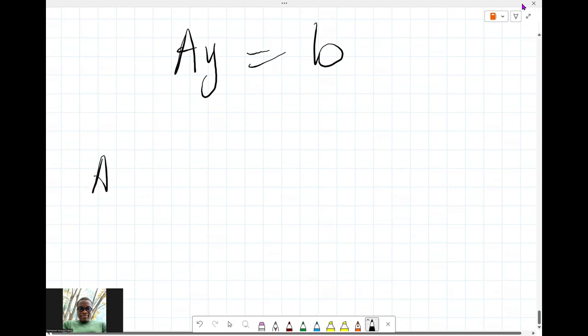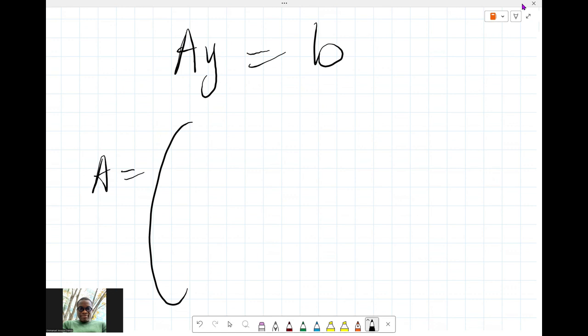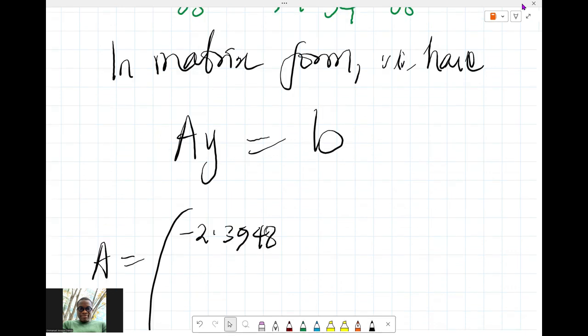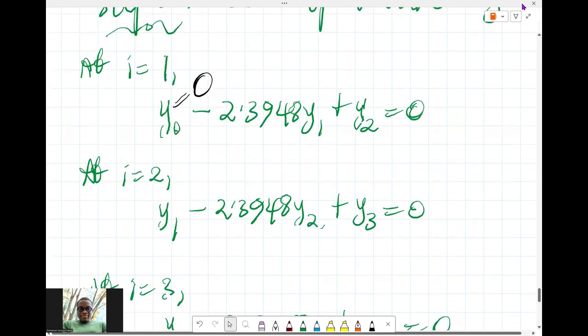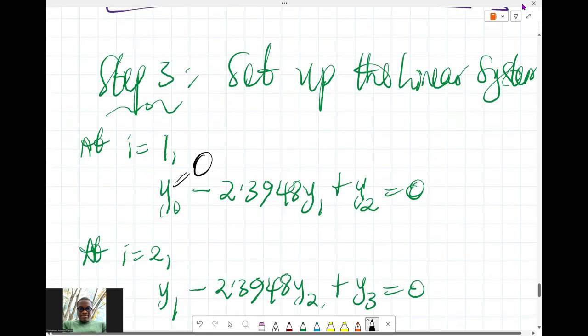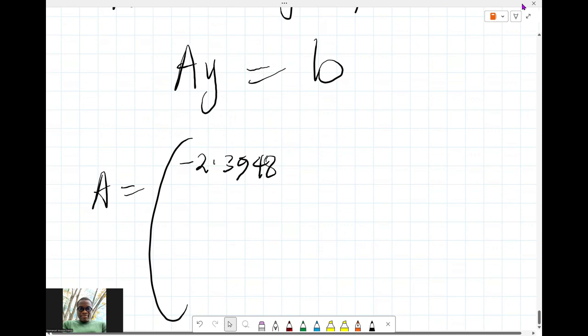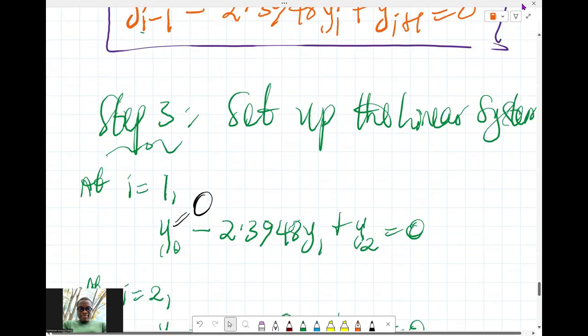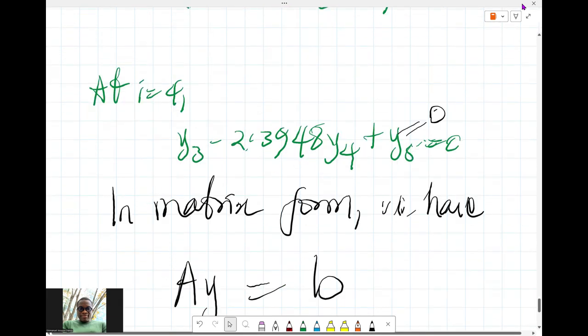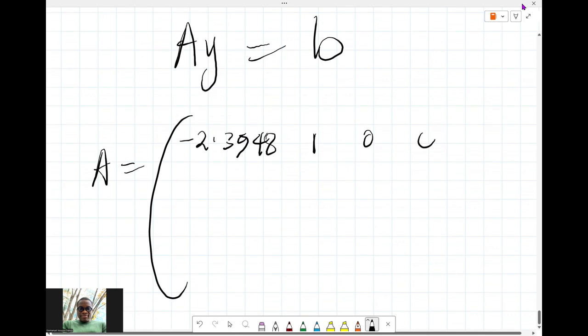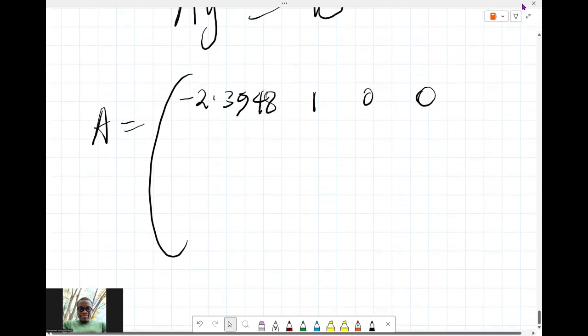We have A now to be equal to minus 2.3948. That's for this first system here, right? y0 is already 0. So for y1, we have minus 2.3948. Then y2 has a coefficient of 1. That's what I mean. y2 here has a coefficient of 1. So then y3, y4 are all 0. So we have 0, 0. That is what A is going to end up being like.